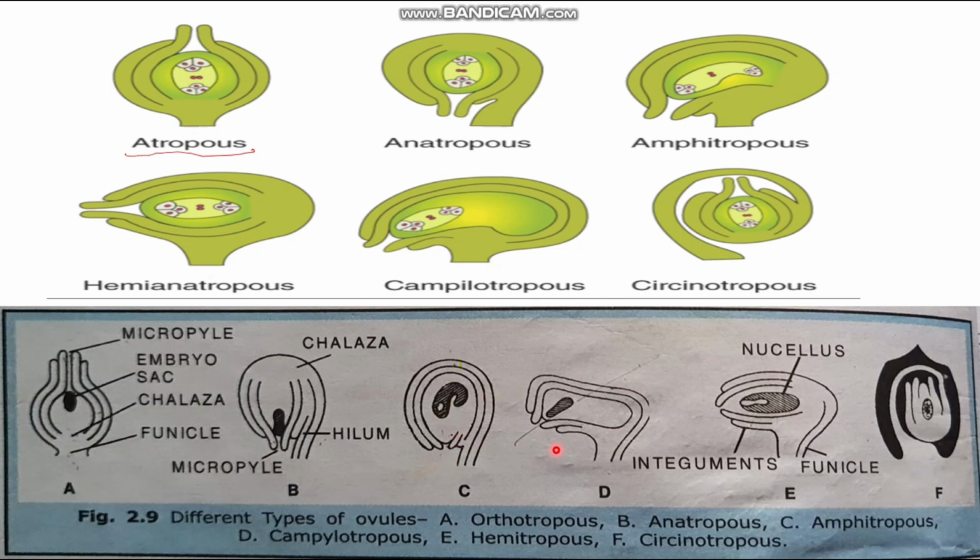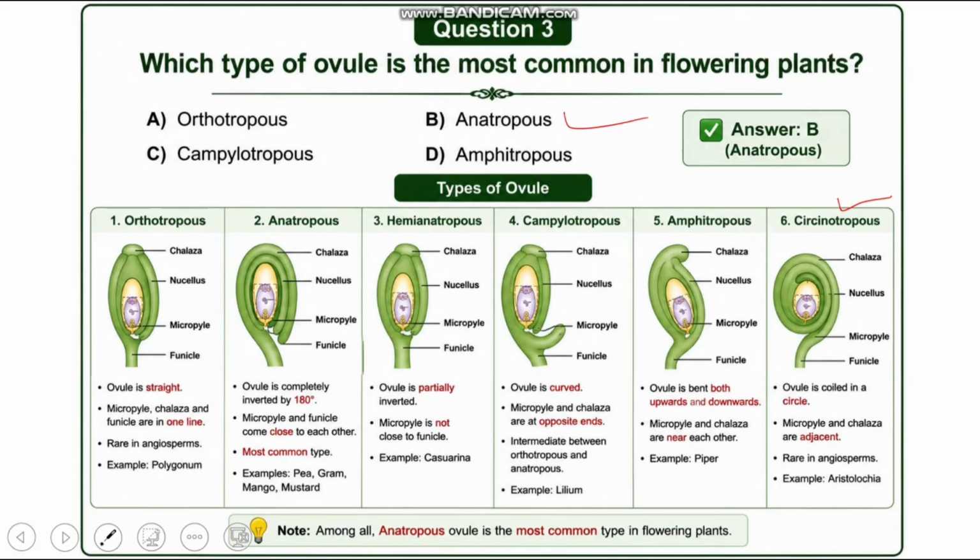Okay, and the other two: the C diagram is the amphitropous ovule. Before amphitropous ovules, we have to know about D, the campylotropous ovule. Here this ovule is slightly bent, so this is known as campylotropous. Here the ovule and the embryo sac both are curved, so amphi means both are curved, so it is known as the amphitropous ovule. And the answer is that the most common type of ovule is answer B, anatropous.